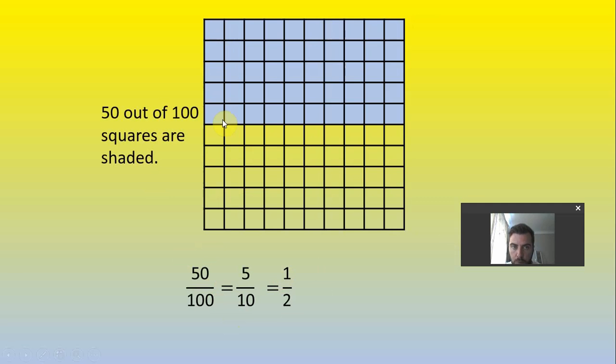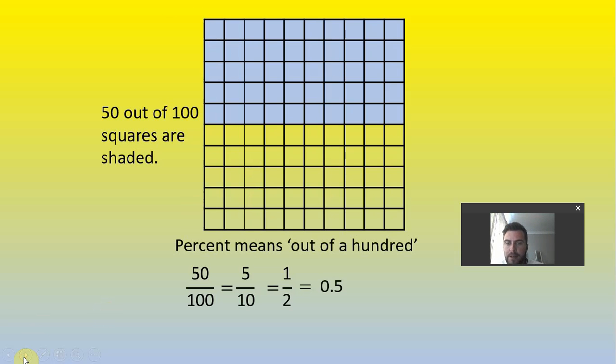And if you look at each column, it has 10 in, and there's 5/10 in each column too. So percent always means out of 100.